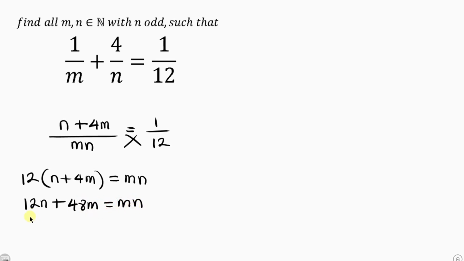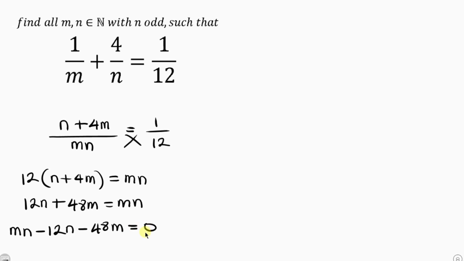Now we're going to be putting all the expressions in one side. And how do we do that? I'll be moving these expressions on the left to the right hand side. So I've already got mn on the right hand side, so I'm going to be writing that mn. When I move 12n to the right hand side, it becomes minus 12n. And when I move plus 48m to the right hand side, I have negative 48m equal to 0.